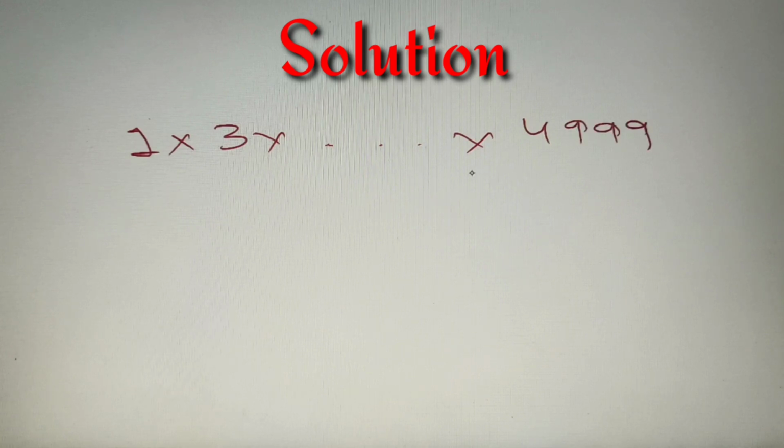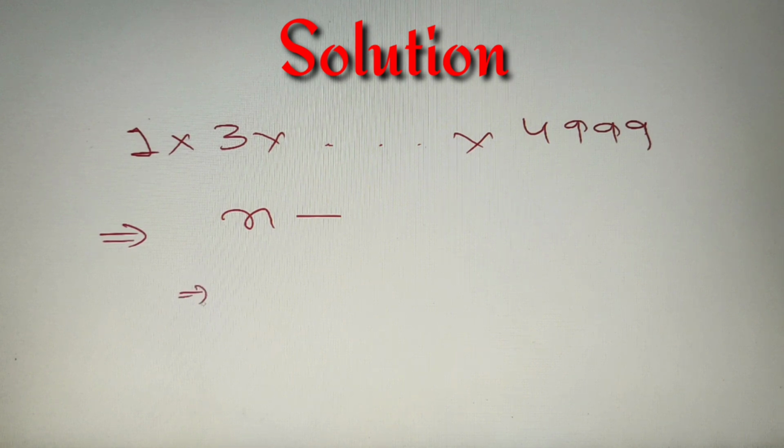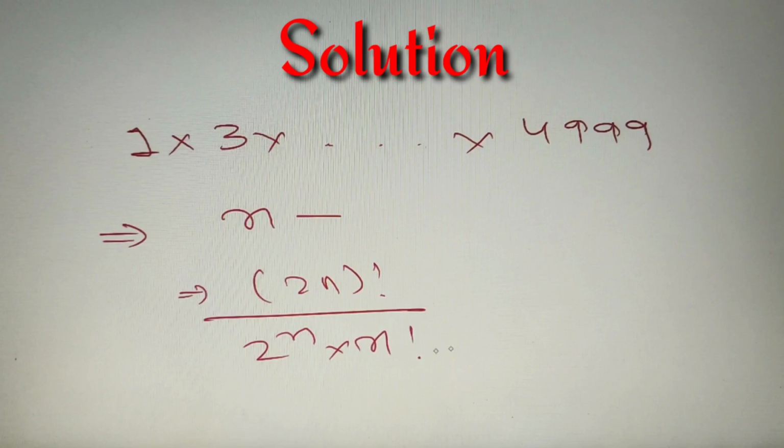Now we have to find this product, and there is a very simple formula by which we can find the product. Now the formula is as follows. If n is the number of odd natural numbers, then the formula is 2n factorial whole divided by 2 raised to power n into n factorial.